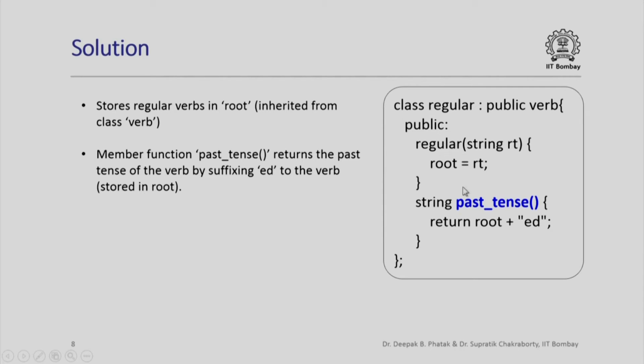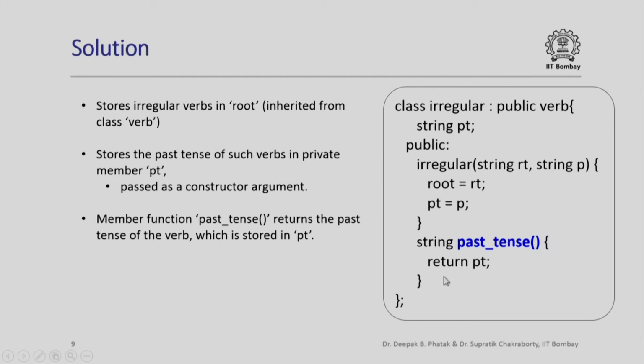And then there is this public member method, past tense. What does it do? It is going to return the past tense of a regular verb, and this is the easier case. It can just return the string that was stored in the root, which was the actual verb, concatenated with ed. If you recall, this plus operator is concatenation for the class string, and so here this will return the string stored in root followed by ed. So this is the simple case, the regular class of verbs as a class derived from the class verb.